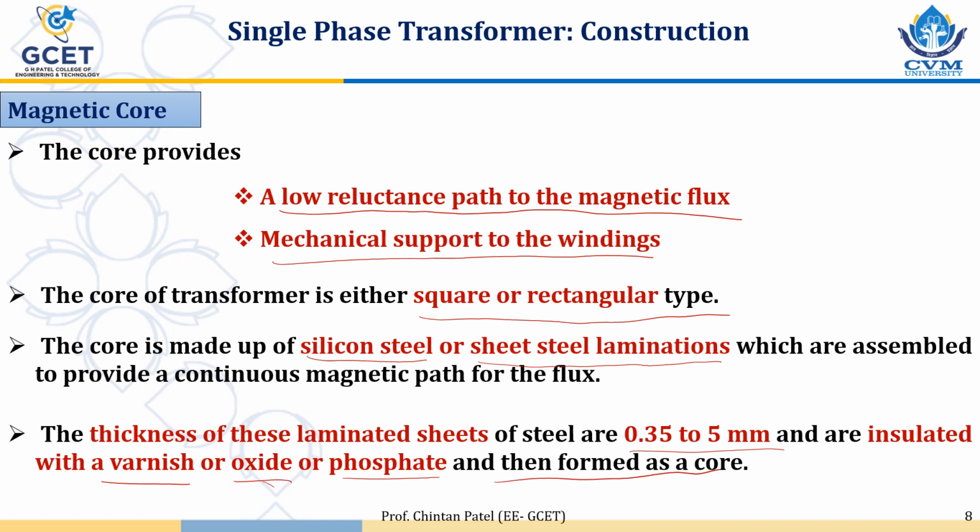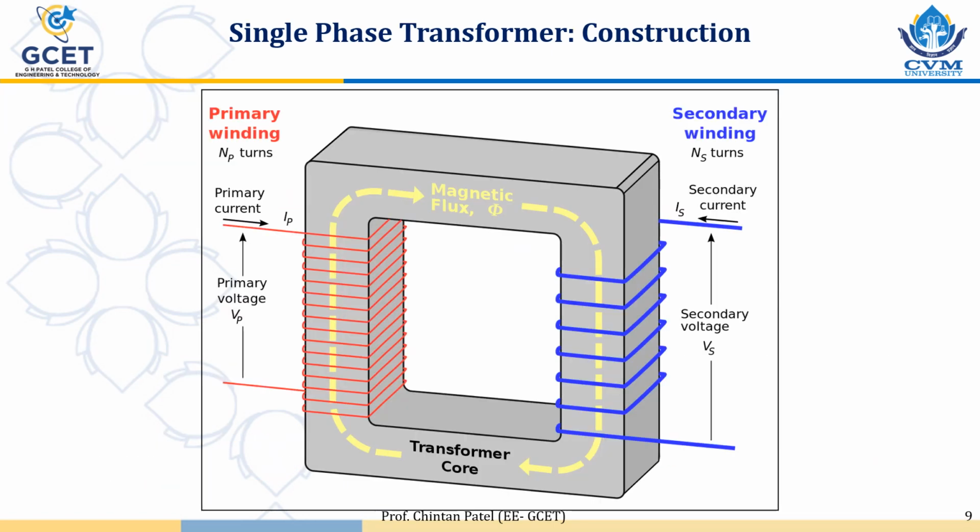So a single lamination is very thin, having a thickness of 0.35 to 5 millimeter. In order to have a core of particular dimension, a number of laminations are assembled together. All the laminations are insulated from each other. So here you can see the core, the magnetic core.